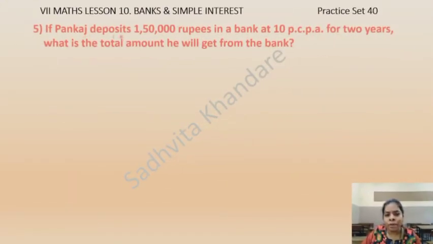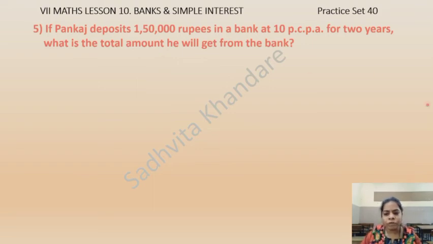If Pankaj deposits 1,50,000 rupees in a bank at 10 PCPA for 2 years, what is the total amount he will get from the bank? Okay, so this is the principal given, this is the rate of interest R and this is the time, 2 years. P, R, T are given, we have to find amount. So we'll have to use both the formulas children. The formula of interest I and the formula of amount A.